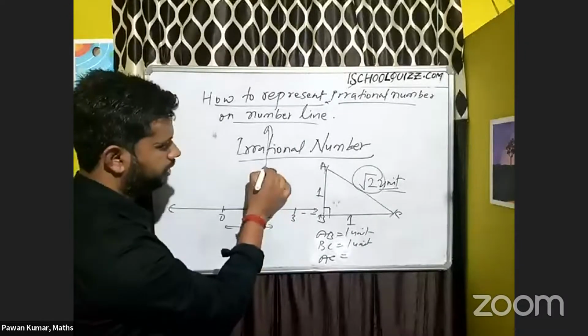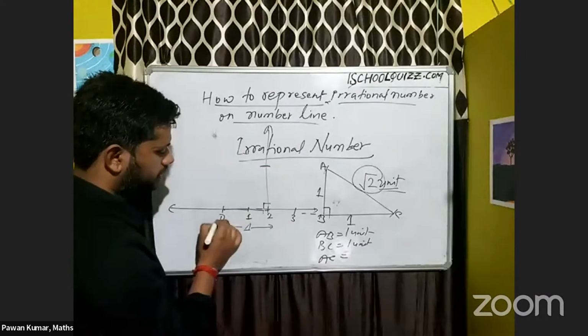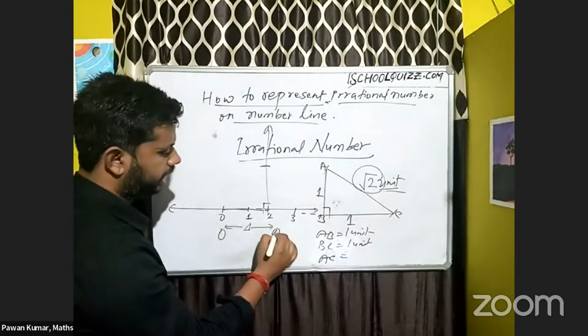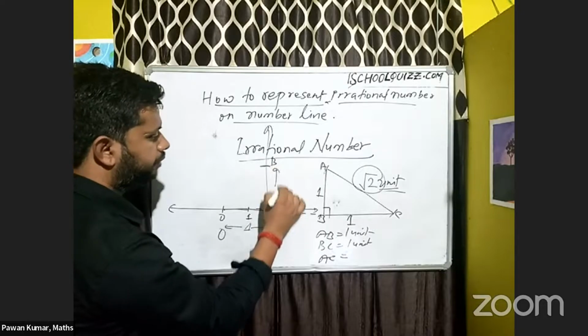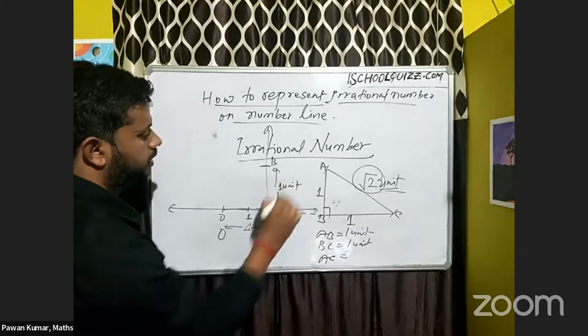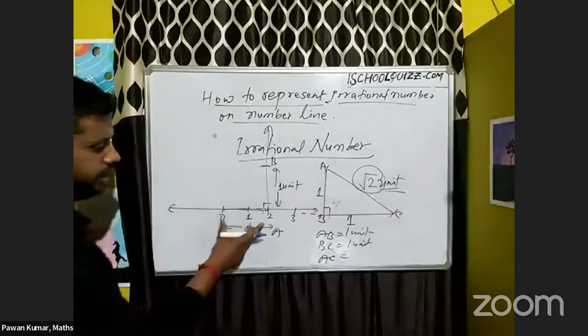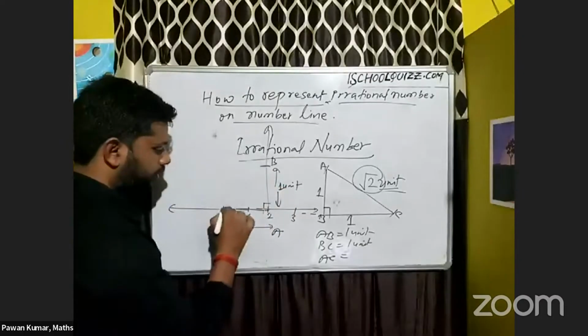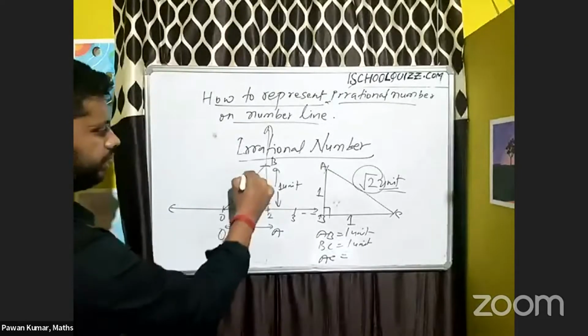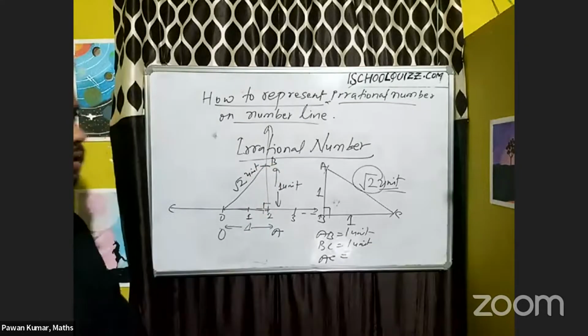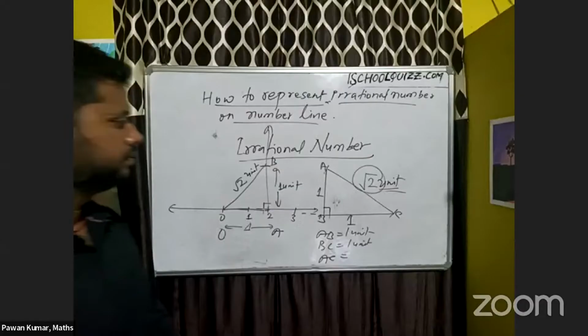Draw the perpendicular line from this point and measure 2 centimeter from here. Suppose you measure here, let it be this point O. This is point A, and this is point B, and this is also of 1 unit. As you know, this is 1 unit, this is 1 unit. So what will it be if you join this line? Root 2 unit. Confirm? Yes, sir. This will be root 2 unit.